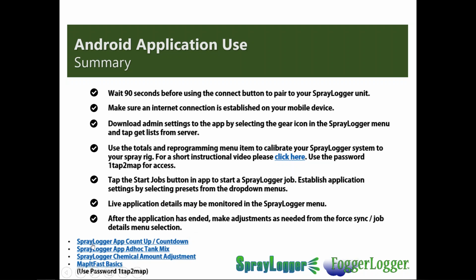We have links to all of this: some Map It Fast basics, how to do chemical adjustments, how to do ad hoc tank adjustments, how to do count up and count down. Here we reviewed this for the ad hoc and the chemical amounts, like I promised you. Here are the links on how to do that. So we have that available here with that password.